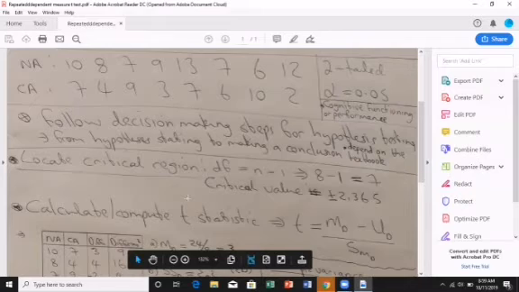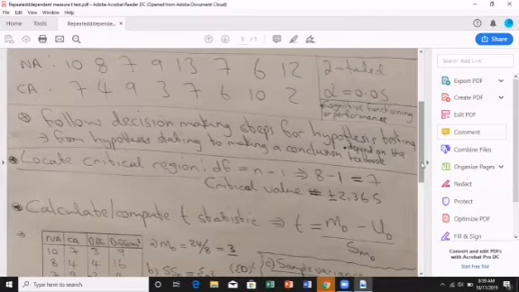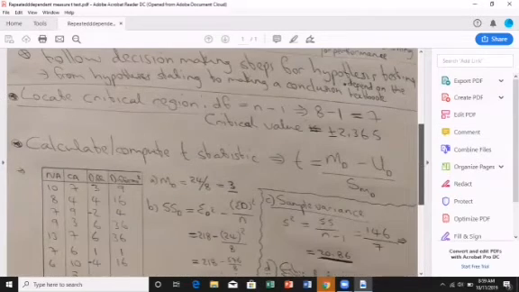Now the third step, and the focus of this video, is to calculate the t for the dependent t-test. The formula for that is t equals M_D minus mu_D over the estimated standard error of the mean difference. M is the mean, so the mean difference, and mu_D is the population mean difference, which is 0 because the null hypothesis says that there's no difference. So that's what we want.